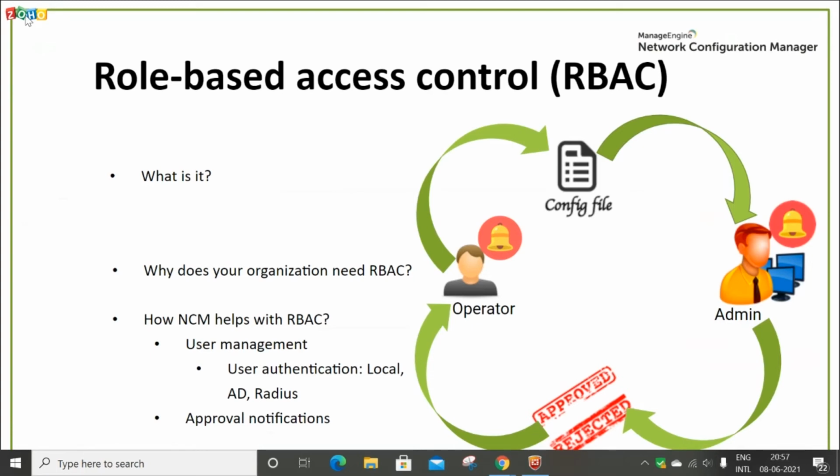Let's say you have an operator in your network environment and this operator tries to make a change in a network device that's very critical for your infrastructure. Then the network admin will receive a notification about the change and he can choose to approve or reject this particular change. Once the approval or rejection is made, the operator will receive a notification whether the change he made is approved or rejected. This change made by the operator will not get uploaded until the admin approves or rejects it.